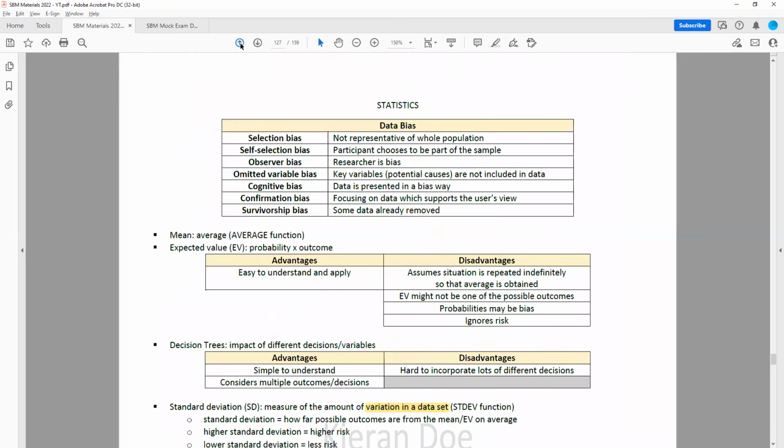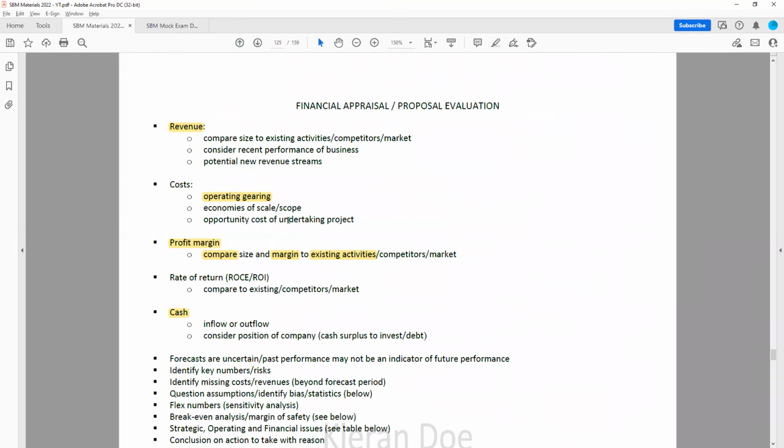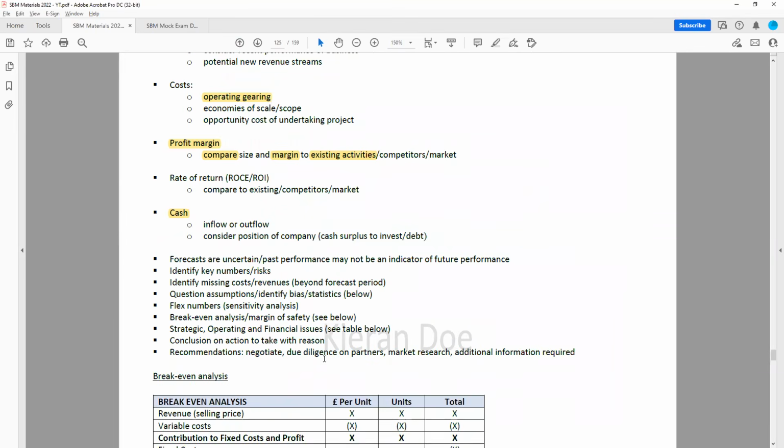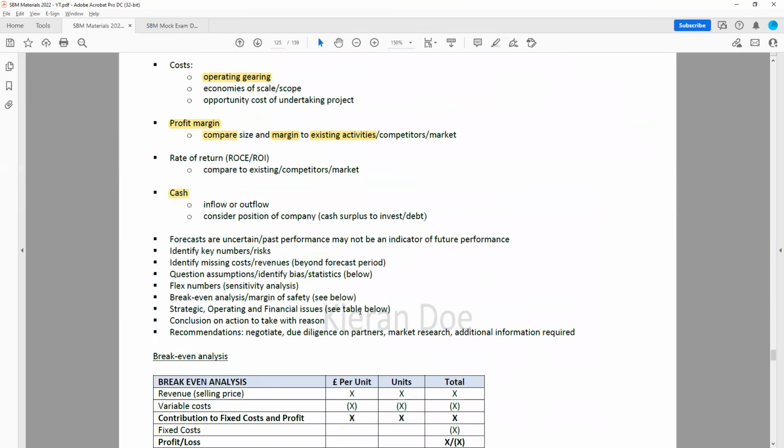So I think it's important to appreciate that statistics could pop up in different types of questions. It could be in a proposal evaluation question like this. It could be in an NPV, investment appraisal, discounting the cash flows type question, as we've seen it come up before. It could be in a performance analysis type question. So there are different areas where you might need to consider statistics.